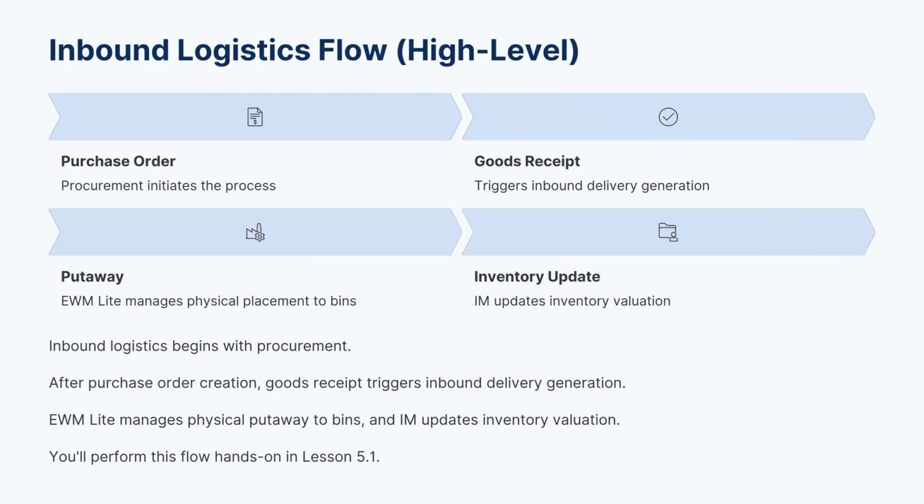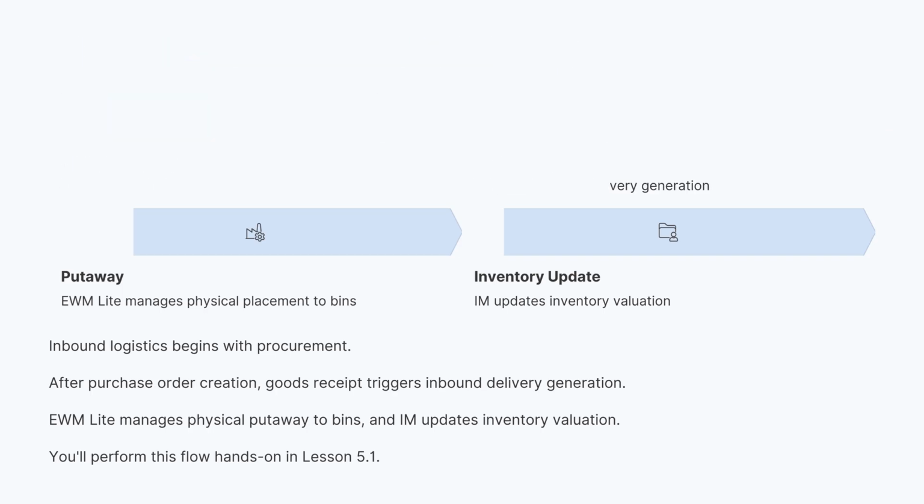Inbound logistics flow, high level. The inbound process begins with procurement. A purchase order triggers the receipt of goods, which automatically generates an inbound delivery in EWM Lite. Warehouse tasks handle physical putaway, while inventory management updates the stock quantity and valuation. Lesson 5.1 will walk you through this end-to-end process.